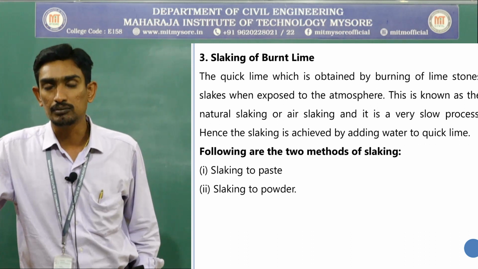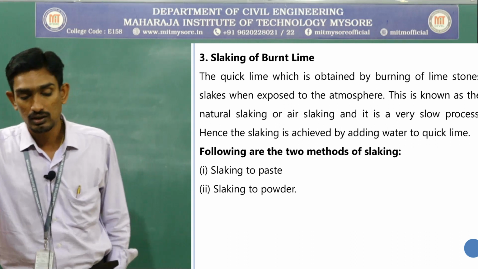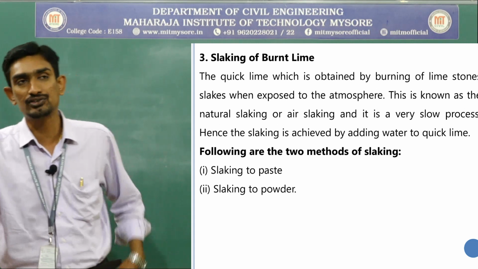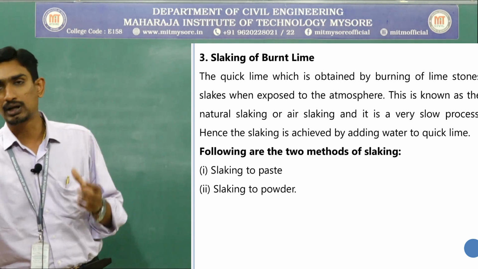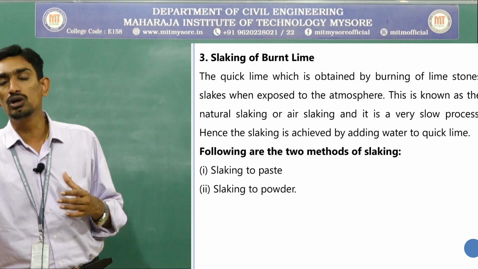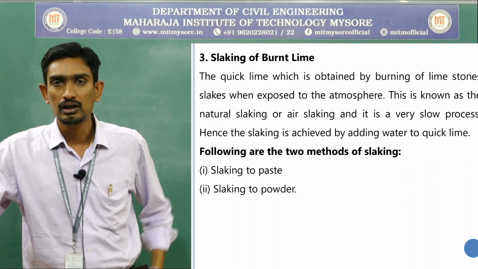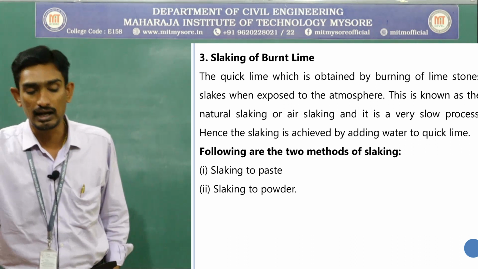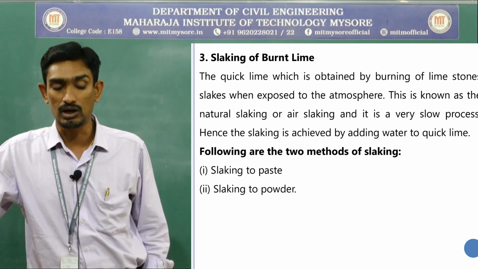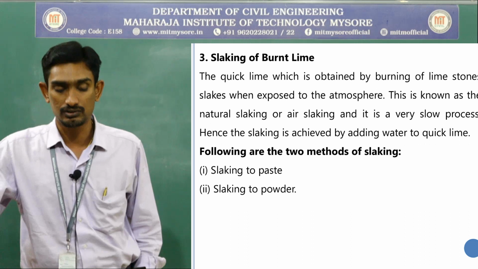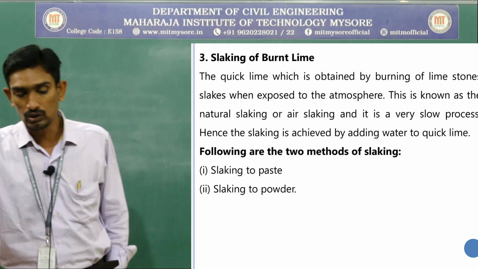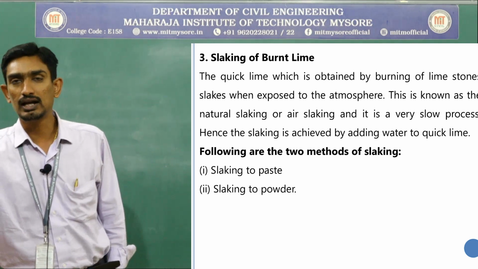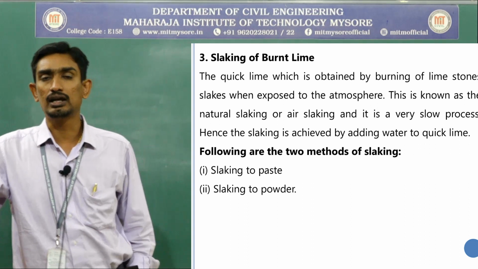Next, the quick lime, that is CaO, which is obtained by burning, when exposed to the atmosphere, this is known as natural slaking or air slaking. That means whatever CaO is obtained, if I allow it to cool by exposing it to the atmosphere, it will start absorbing the moisture and get cooled. So this is called natural slaking, and it is a very slow process. Hence, we are going to add water to this quick lime so that I can reduce the temperature and use it.